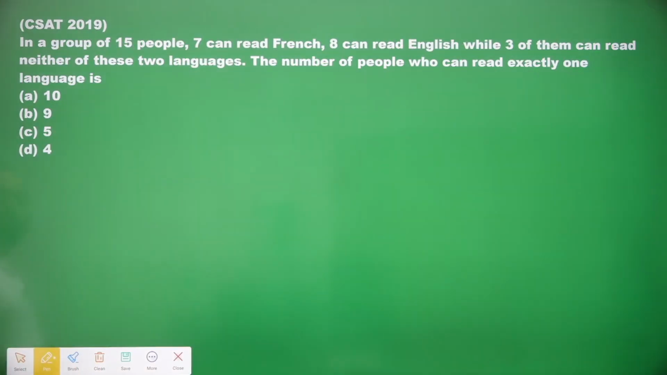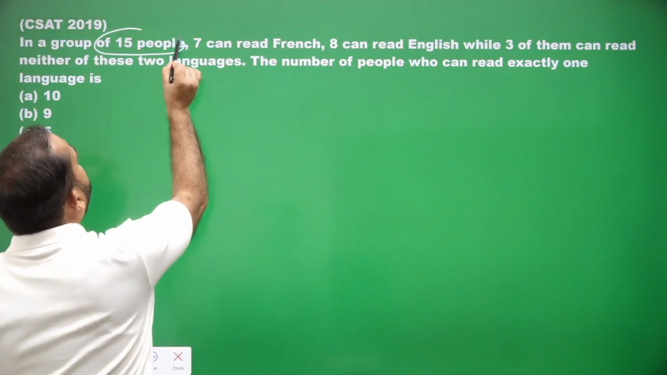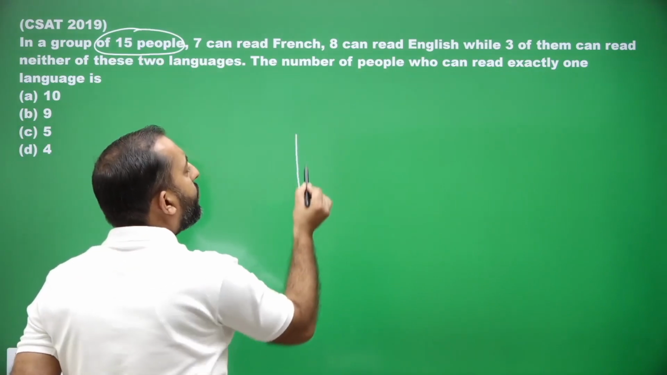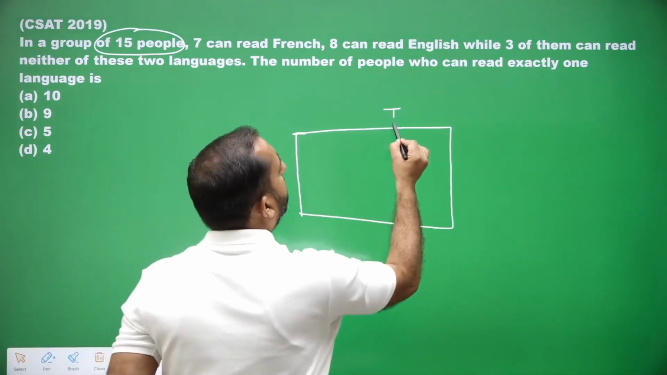Next question says, in a group of 15 people. So value of total is 15. So value of rectangle for this particular circle will be 15.